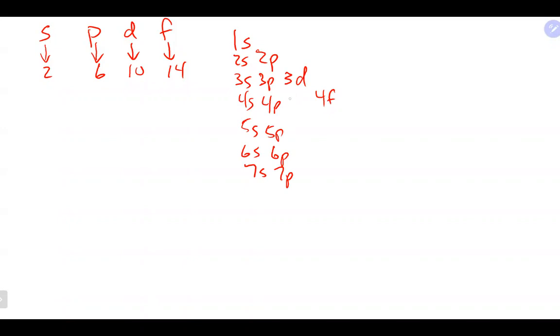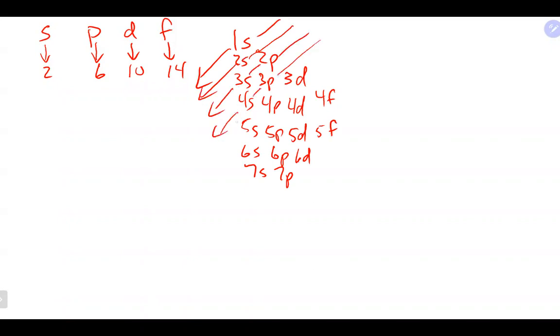And d's actually only go to 6. And f's really only go to 5. Remember that we always start here, we zigzag back around, and we continue our pattern. And that really is where most people mess up.